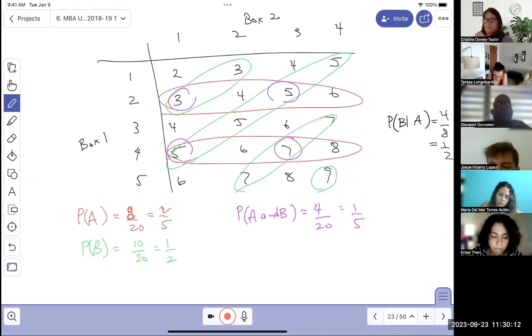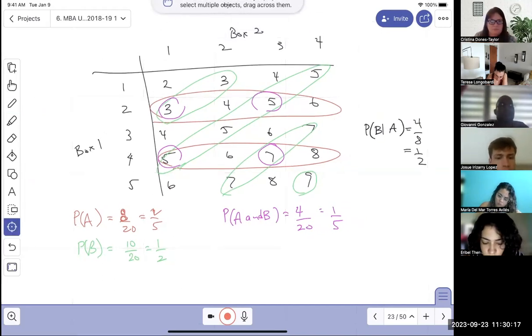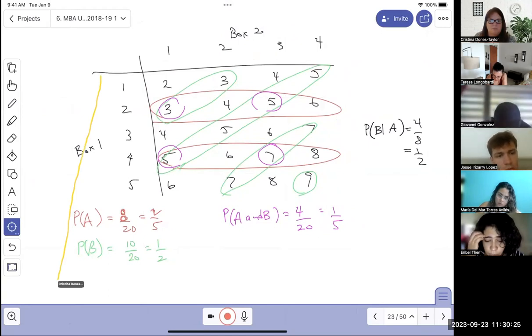So why do I care? What does that tell me? In the whole sample space, in the consideration of all the events and outcomes, B is 1/2. Inside of A, B is 1/2. What did we just show?